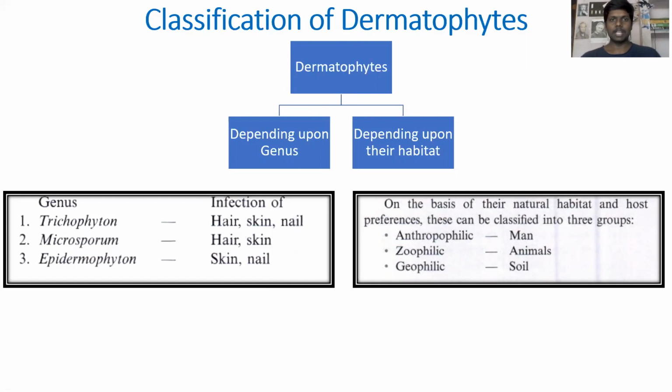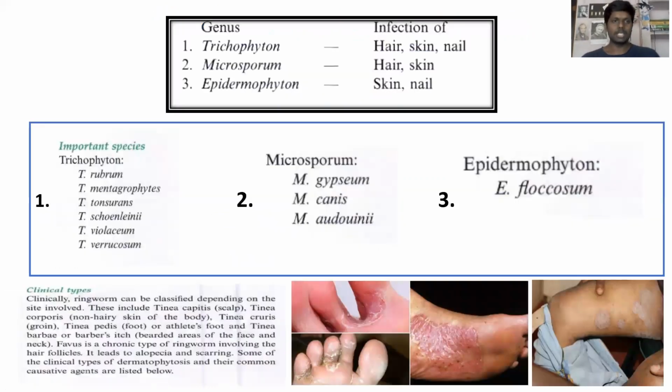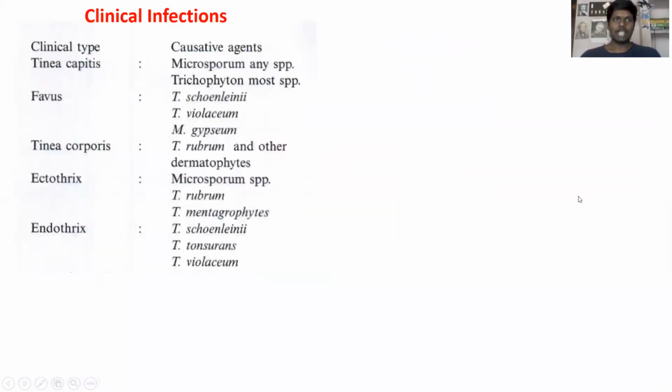Let us see depending upon the genus. We have Trichophyton, Microsporum, and Epidermophyton species. In Trichophyton, we have T. rubrum, T. mentagrophytes, T. schoenleinii, T. villosum, and T. verrucosum. In Microsporum, we have Microsporum gypseum, Microsporum canis, and Microsporum audouinii. And in Epidermophyton, we have Epidermophyton floccosum. As we already saw, these dermatophytes cause five types of clinical infections.